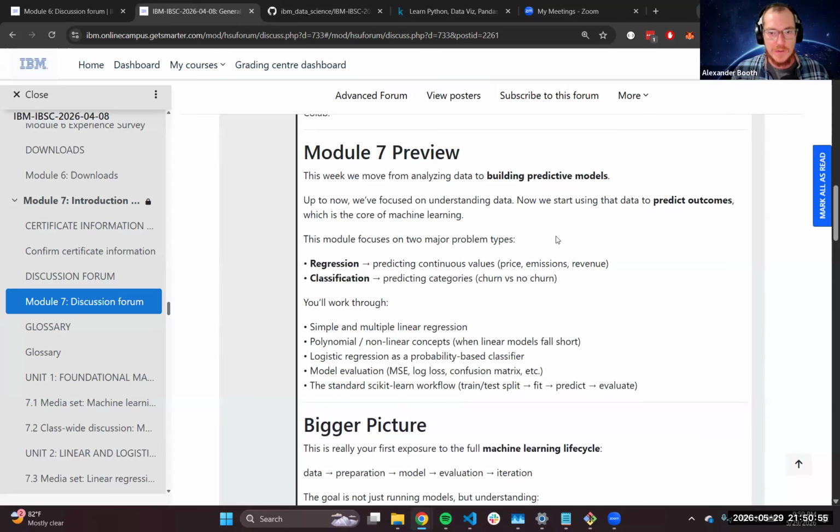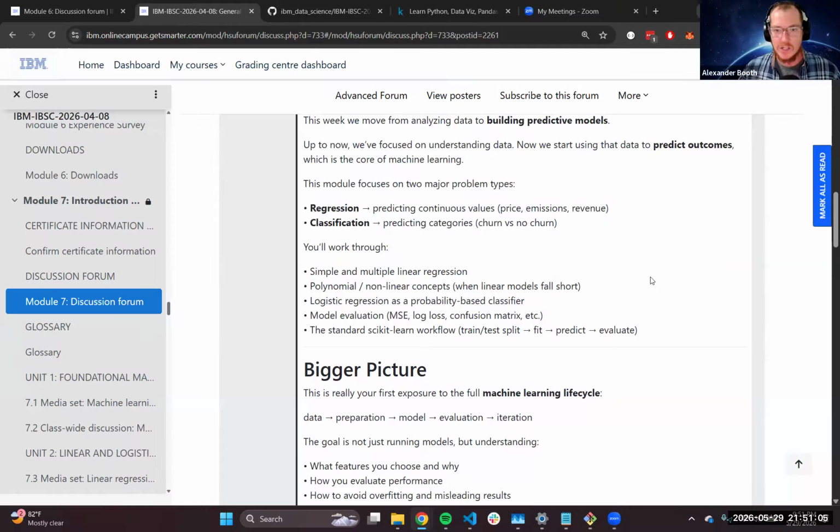So for week 7, we're moving from analyzing data to actually building predictive models and writing those algorithms. Up until now, we focused on understanding data. Now we're going to start using that understanding, using those patterns and that signal that we've identified to really drive predictions, right? And reducing that uncertainty of future behavior of our data set.